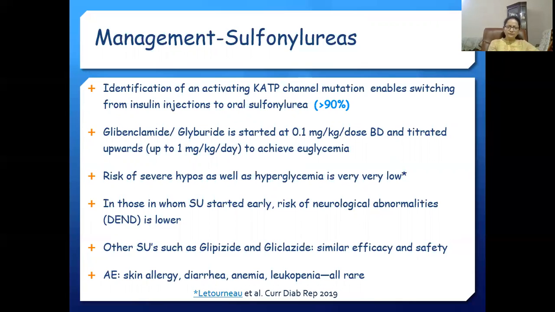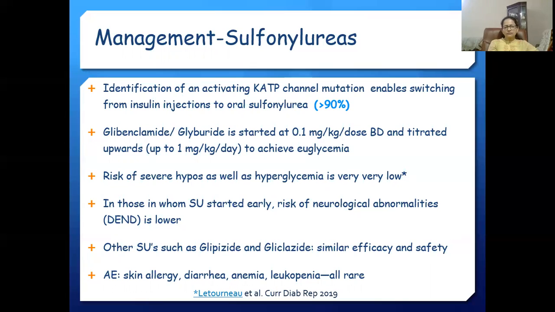The sulfonylurea with most experience is glibenclamide, but you could also use other medicines like glyburide or glipizide, and they are started at 0.1 mg per kg per dose in 2 to 3 divided doses and titrated upwards up to 1 mg per kg per day. Although now there are a few case reports in which even a higher dose has been required in a few babies, and especially, as I mentioned earlier, in those with DEND, that is developmental delay, neurological abnormalities, epilepsy, it may be better to give a higher dose, and this higher dose may help with the neurological issues.